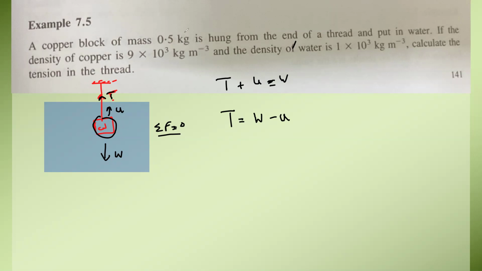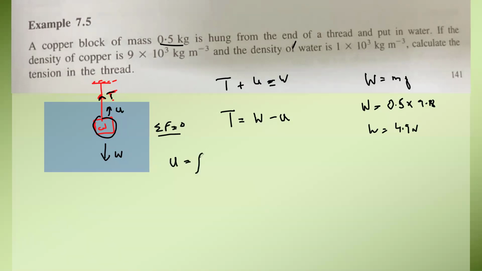How to work out the weight? Weight is mass multiplied by gravity. The mass is 0.5 and the gravity is 9.8. So 0.5 multiplied by 9.8 will give us the weight of this block, which is 4.9 Newton. How to work out the upthrust?